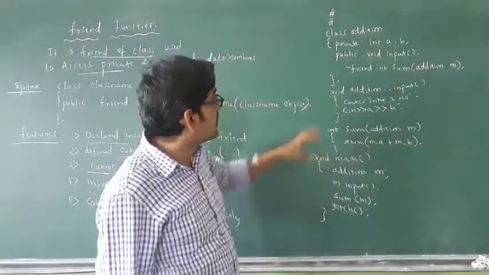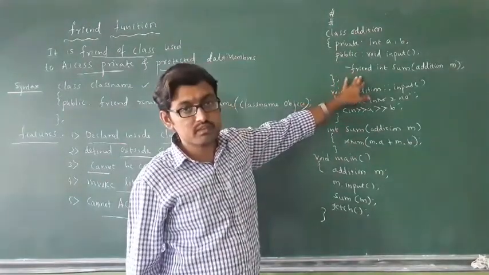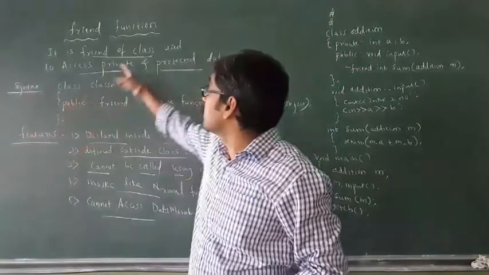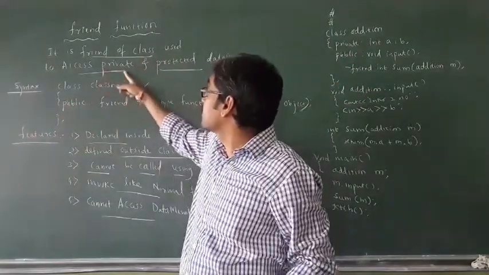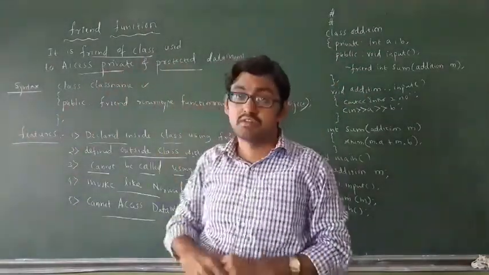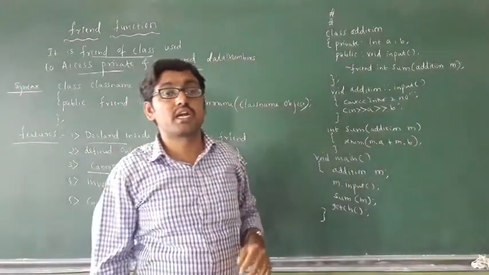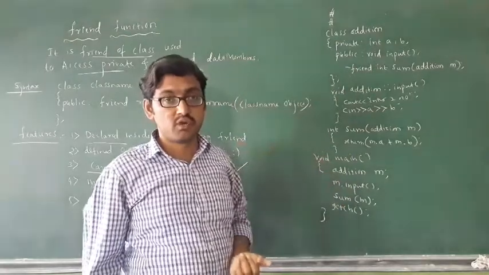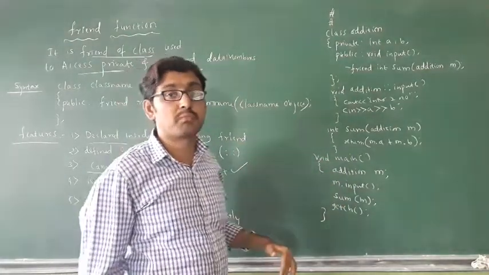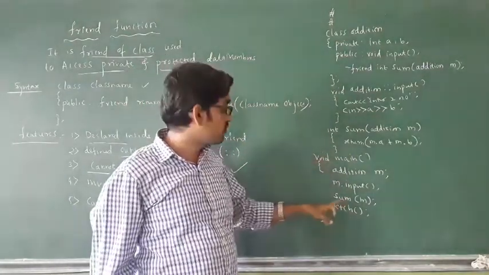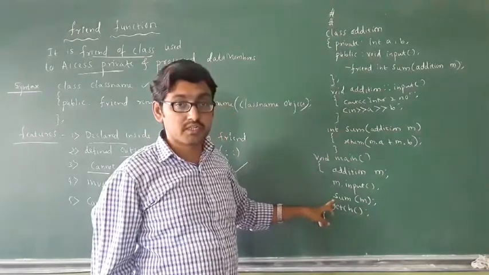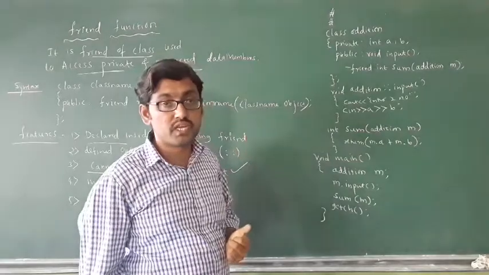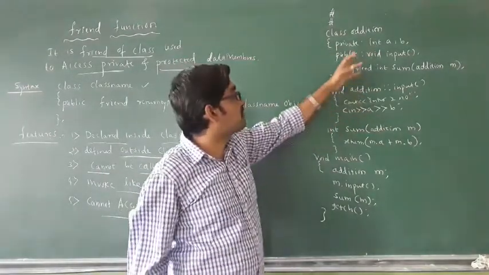But see, friend function means it is a friend of the class, to access private and protected data members and member functions very easily outside the class without using the scope resolution operator. Outside the class, without using an object dot operator, you can access a friend function very easily. Then how will this program work?